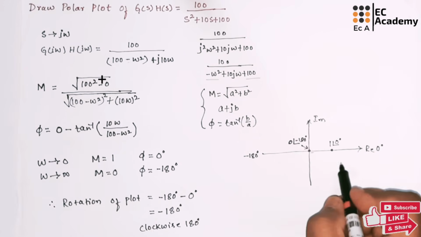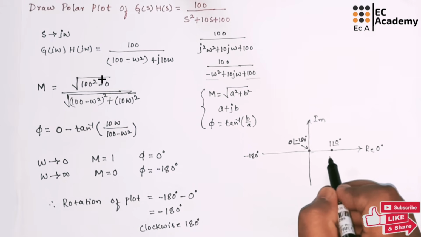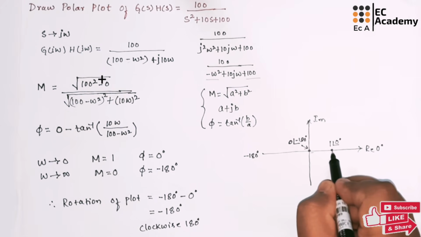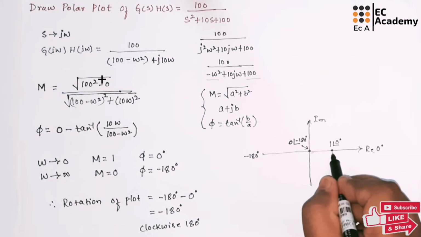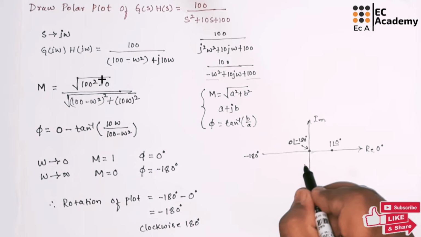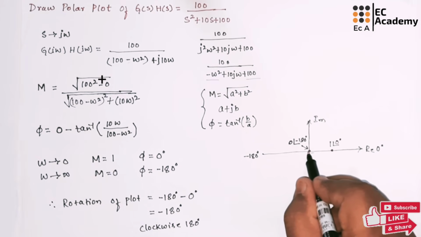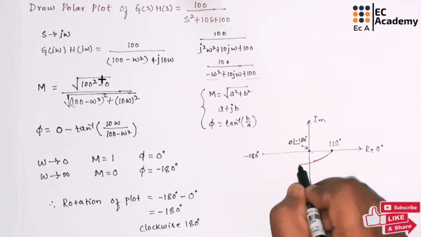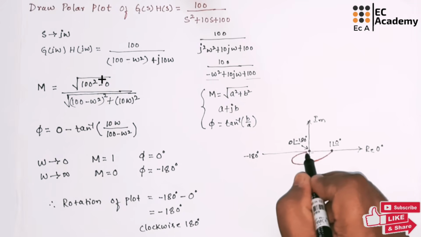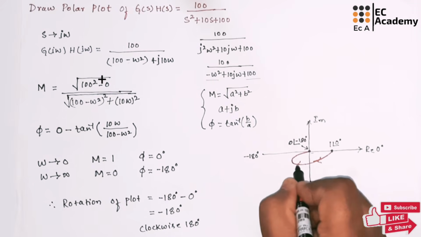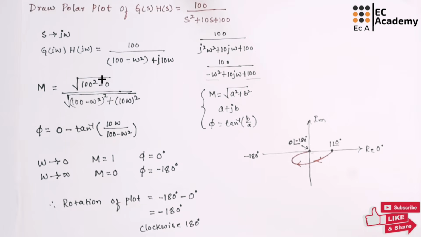Now let us draw the polar plot. So let us join these 2 points. How do we need to join? From 0 degree, the plot should rotate 180 degree in clockwise direction to meet the end point. So we will draw the polar plot. So this is the polar plot for the given problem.